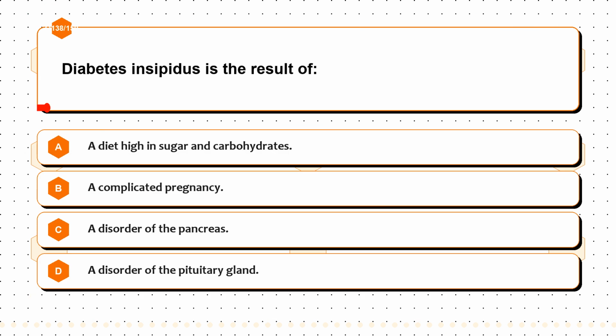Question 138. Diabetes insipidus is the result of. Here are the options. Option A. A diet high in sugar and carbohydrates. Option B. A complicated pregnancy. Option C. A disorder of the pancreas. Option D. A disorder of the pituitary gland.